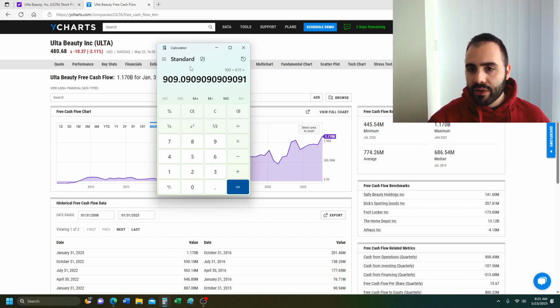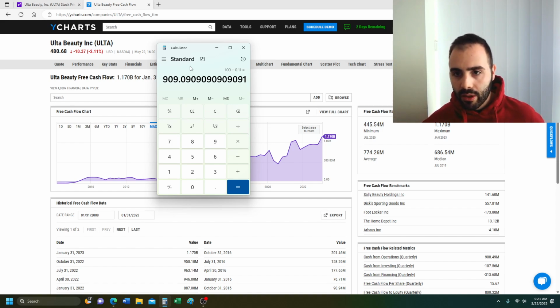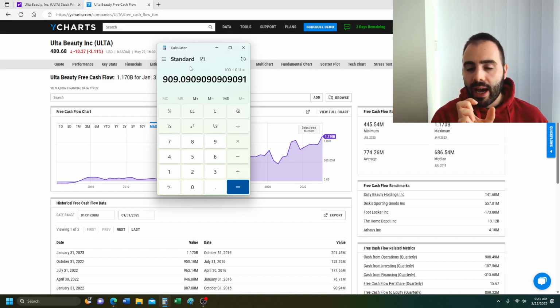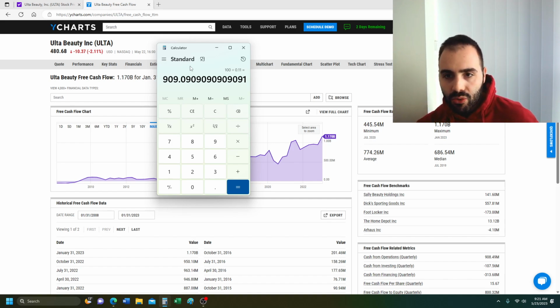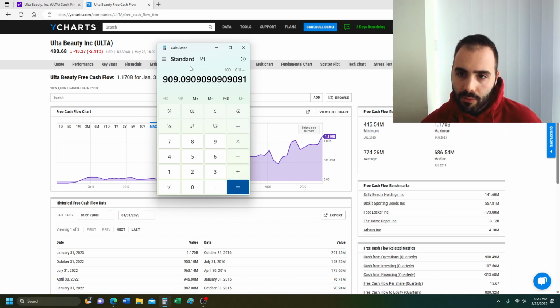Because let's say if we have a 6% discount rate, then that means that whatever the company is making is only representing 6% of what we think it's worth. So if a company is making 100 million a year and we have a 10% discount rate, then we're saying that company is worth $1 billion because that 100 million that it's making is only worth 10% of what the company's worth. So the lower the discount rate, the more the company's worth.